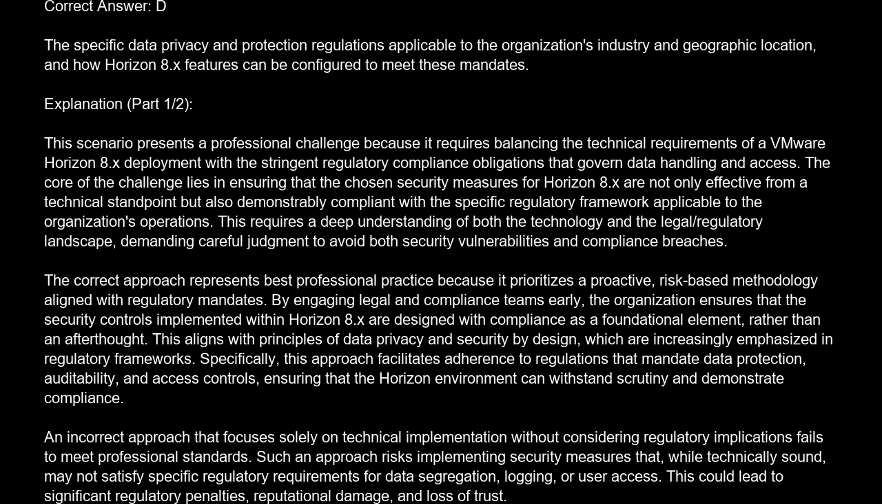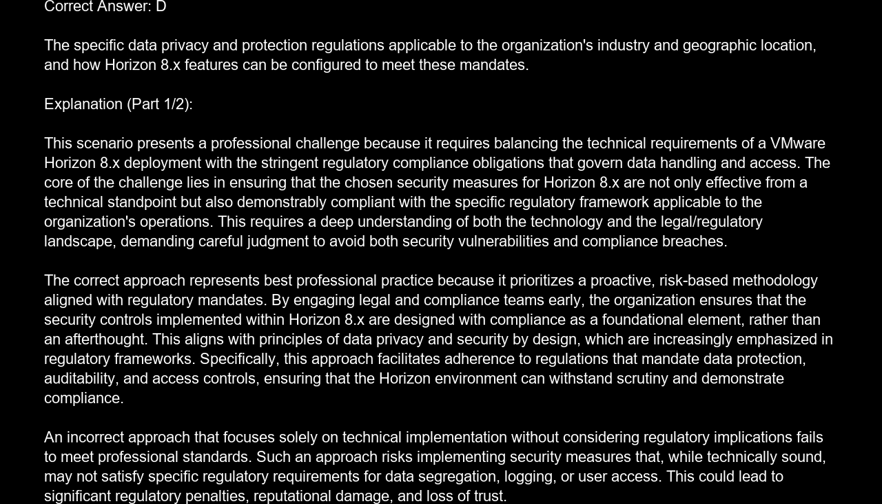This requires a deep understanding of both the technology and the legal/regulatory landscape, demanding careful judgment to avoid both security vulnerabilities and compliance breaches. The correct approach represents best professional practice because it prioritizes a proactive, risk-based methodology aligned with regulatory mandates. By engaging legal and compliance teams early, the organization ensures that the security controls implemented within Horizon 8 X are designed with compliance as a foundational element rather than an afterthought.